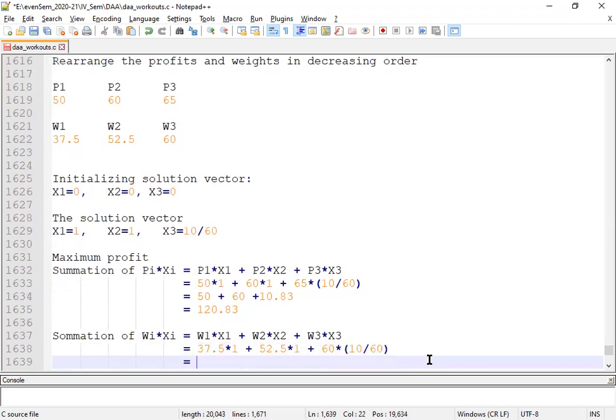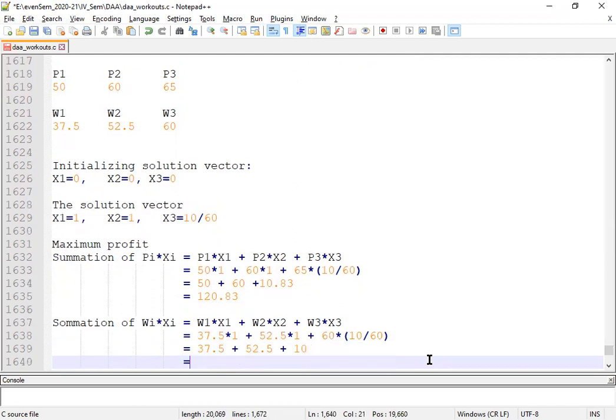So we get this as 37.5 plus 52.5 plus 10. So this is going to be 100, right? So the summation of Wi into Xi is exactly the total size of our knapsack.